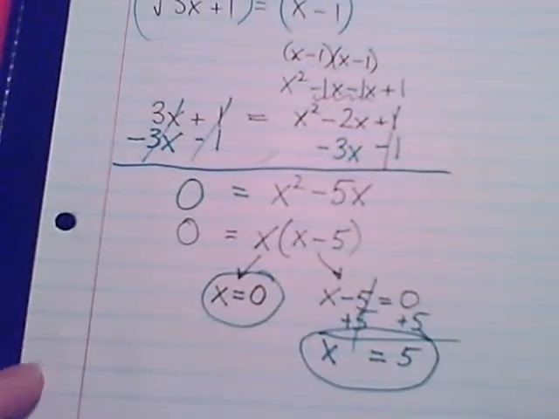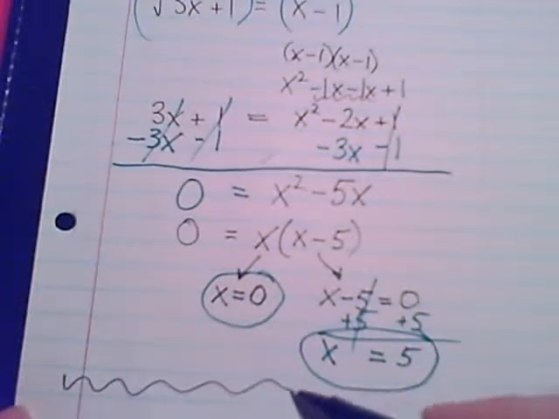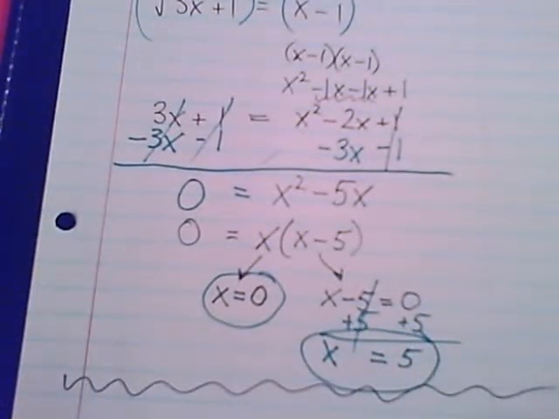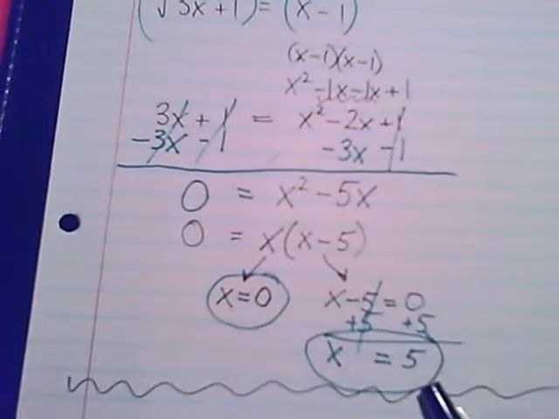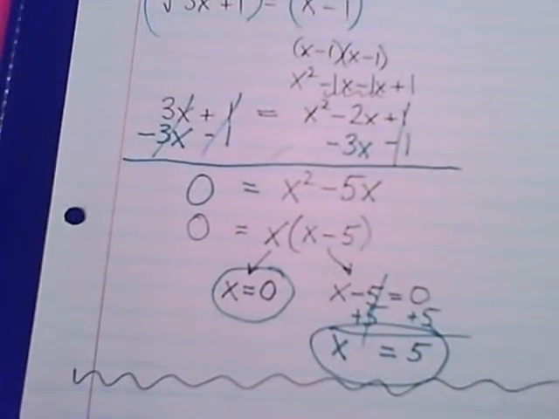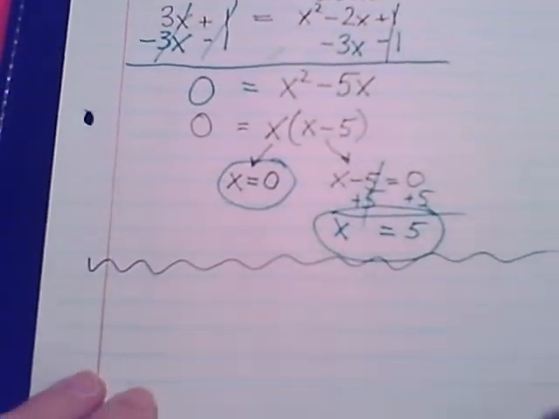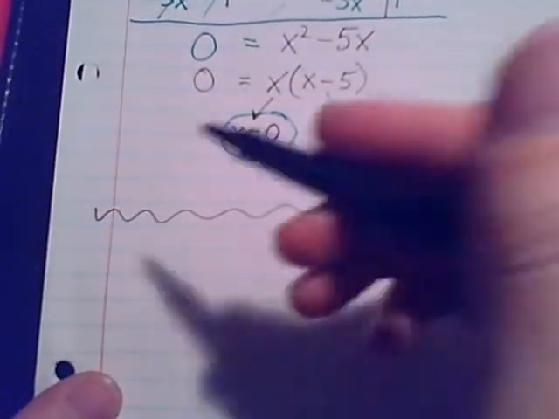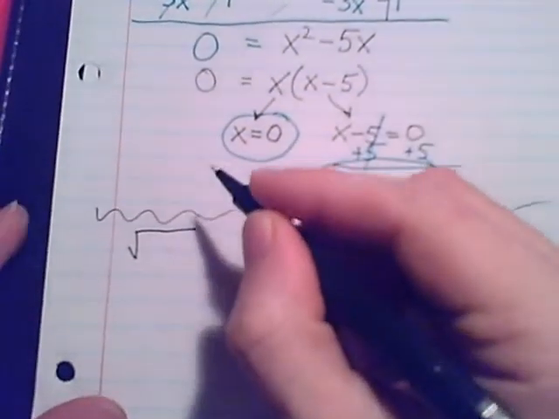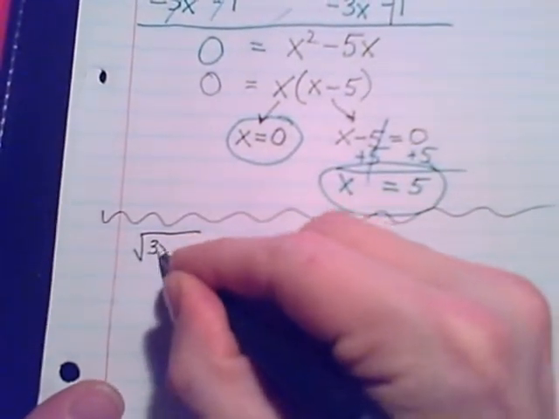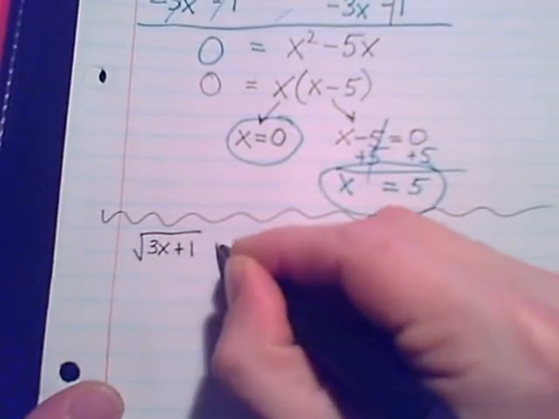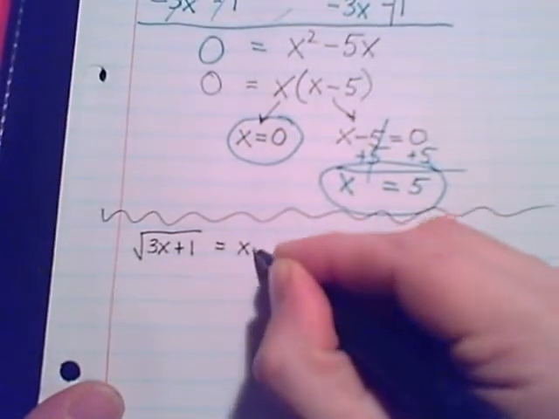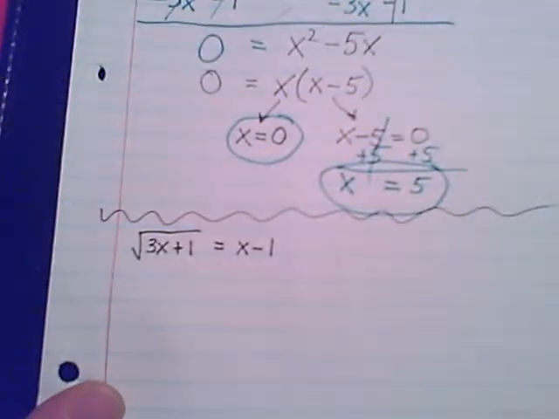But we still must check. Let's squeeze our check here in the bottom. We're going to have to do 2 checks. We're going to have to check each of these answers. Let's start with x equals 0. I'd like to rewrite this problem. Square root of 3x plus 1 equals x minus 1.